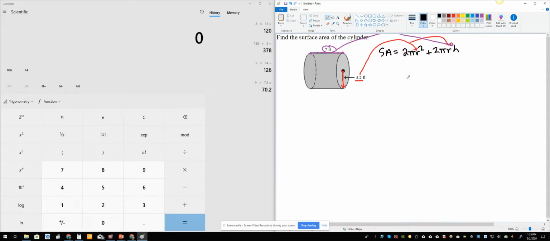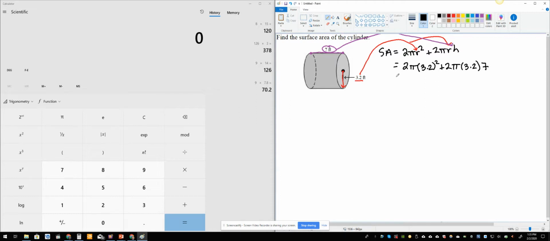So when we get our next part of our formula here, this is going to be 2 times pi times our radius, which is 3.2 squared, plus 2 times pi times our radius, which again is 3.2, times our height, which is going to be 7.